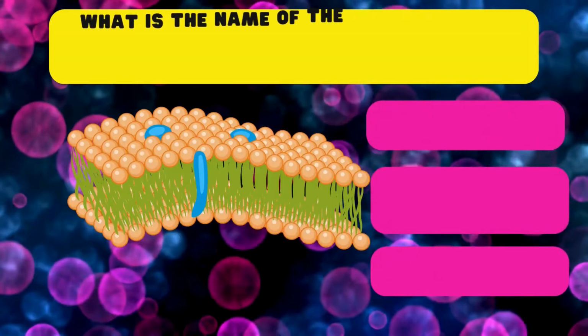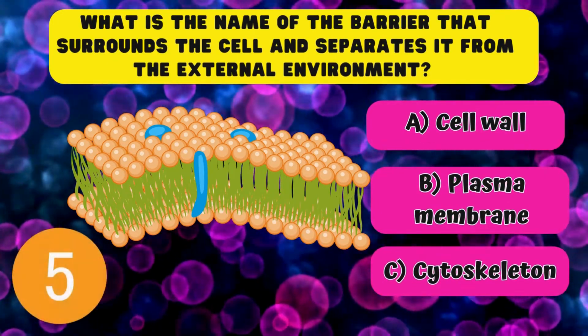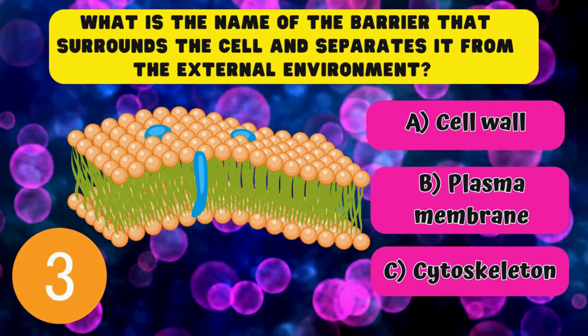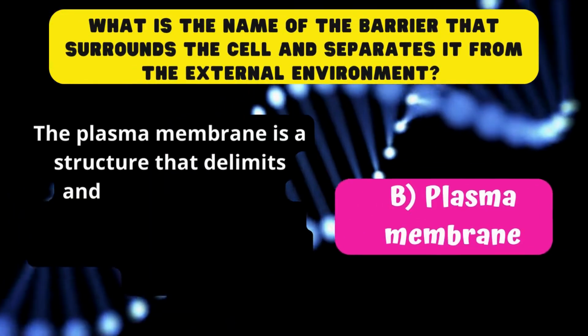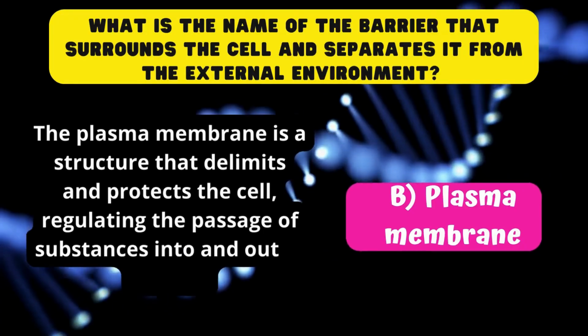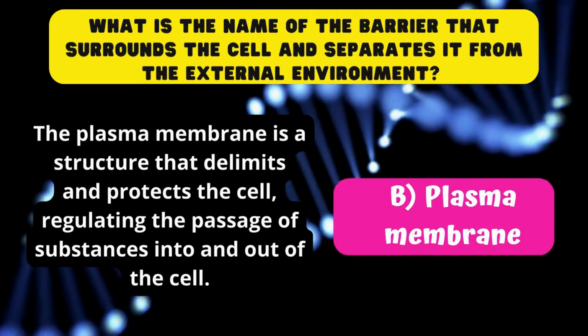What is the name of the barrier that surrounds the cell and separates it from the external environment? The plasma membrane is a structure that delimits and protects the cell, regulating the passage of substances into and out of the cell.